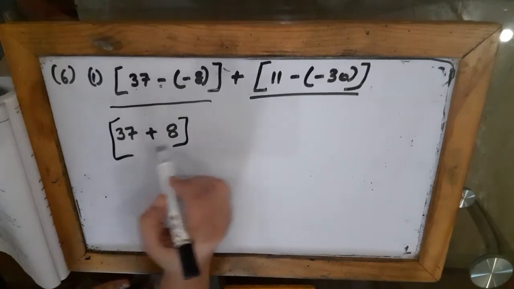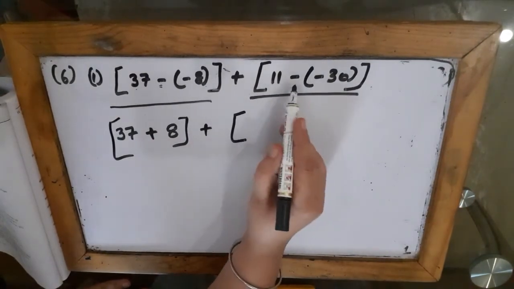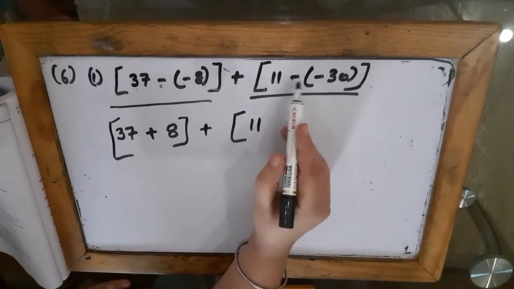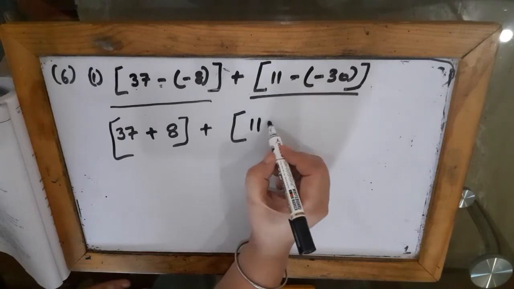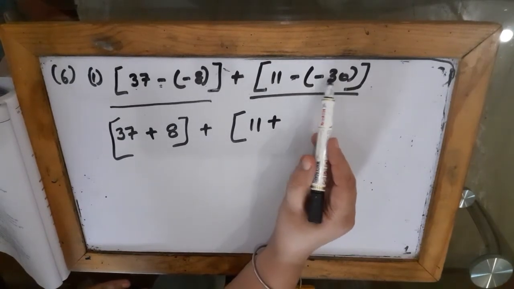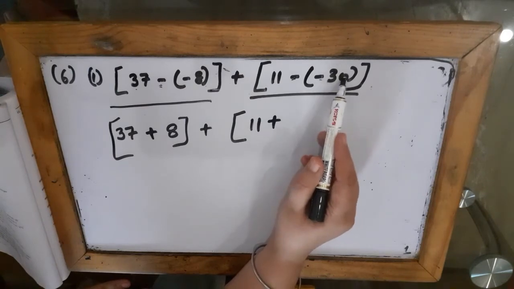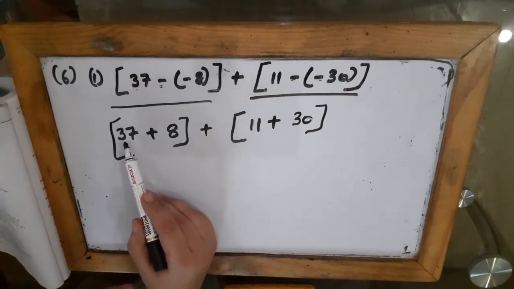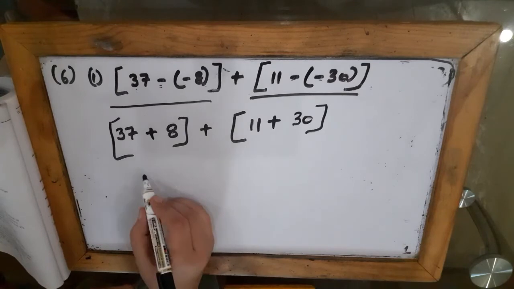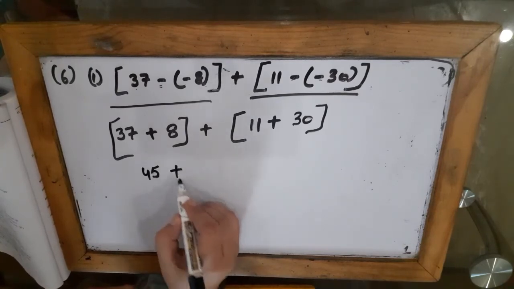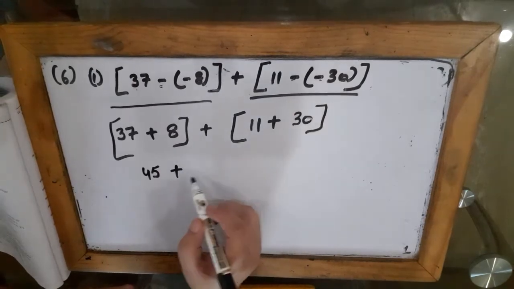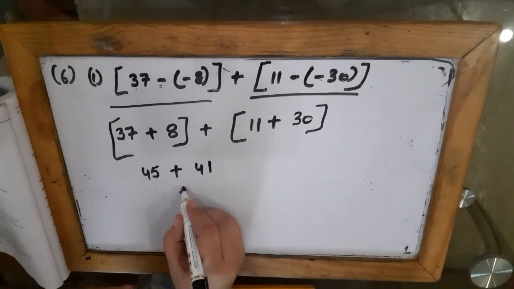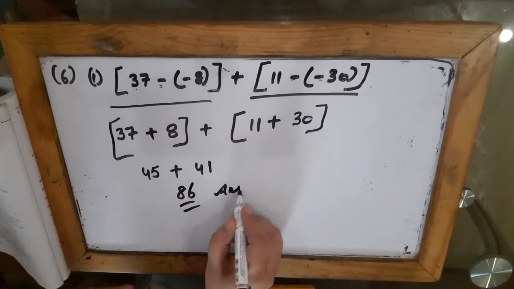Okay, so I have solved this. Now the second one. Again, minus and minus together becomes positive, or you can say that this sum of subtraction I change to a sum of addition, and I change the sign of the second integer. If it is negative 30, it will become positive 30. So now I will add 37 plus 8, both are positive integers, so it becomes 45, and 11 plus 30, both are positive, so it becomes 41. So 45 plus 41 becomes 86. So this is your answer.